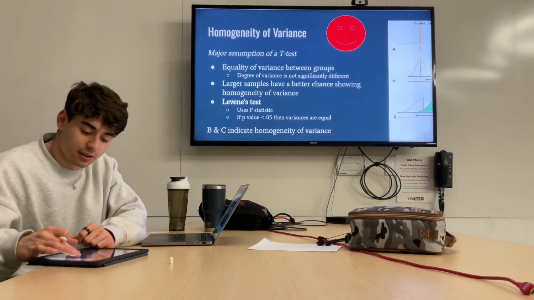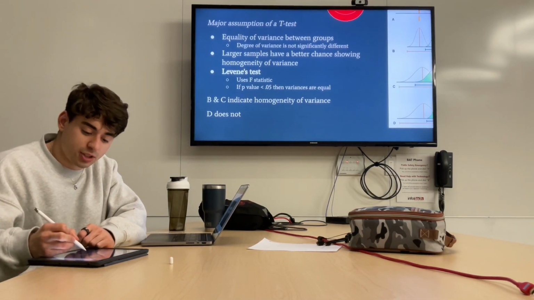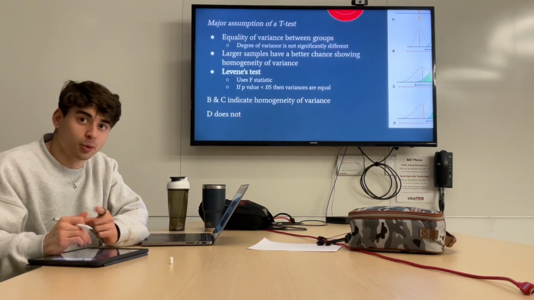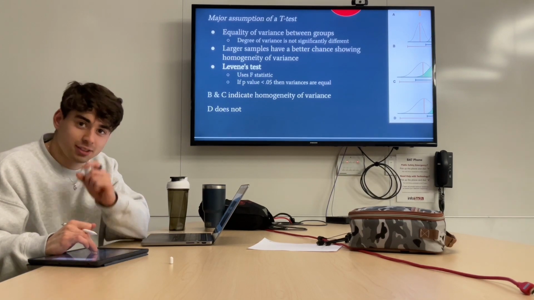I can see that. So larger samples have a better chance of showing homogeneity. Just call it homo of variance.